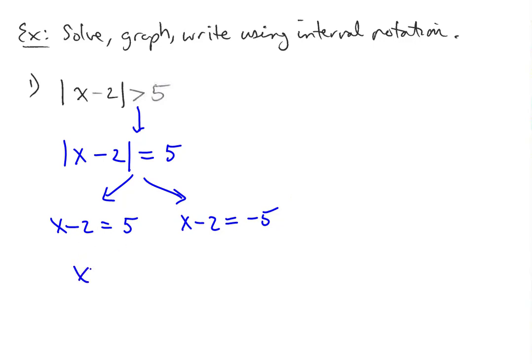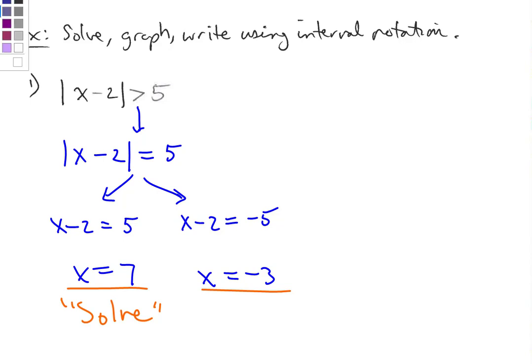Now we'll solve each of these. If I add 2 to both sides, I'll get x equals 7. Or if I add 2 to both sides in the other equation, I'll have x equals negative 3. So that is the step known as solve. In the SPIT process, we just got two solutions to the equation version of our original inequality. So we changed it to an equation and solved it using what we know already about absolute value equations. Then, okay, we're not done. That was just the solve step.